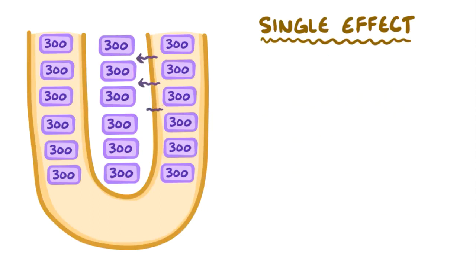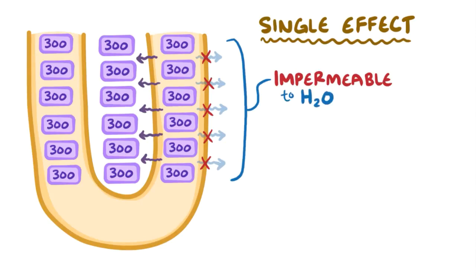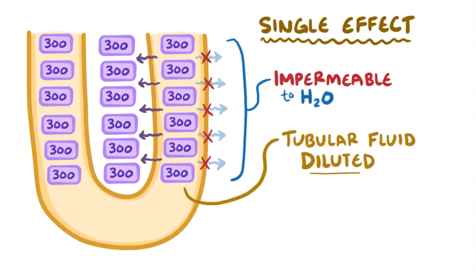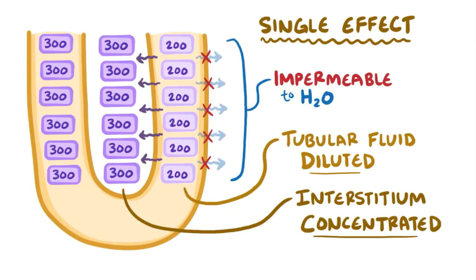So essentially here you have solutes being transported out into the interstitial space. But since we're in the ascending limb, it's impermeable to water. So the tubular fluid becomes more dilute as solutes are continuously transported out. So we go from 300 to 200 milliosmoles per liter. Now, the volume in the tubular fluid is a lot lower than the volume in the interstitium. But if this process happens over and over, then the interstitial fluid will become more concentrated, and eventually rise from 300 to 400 milliosmoles per liter.